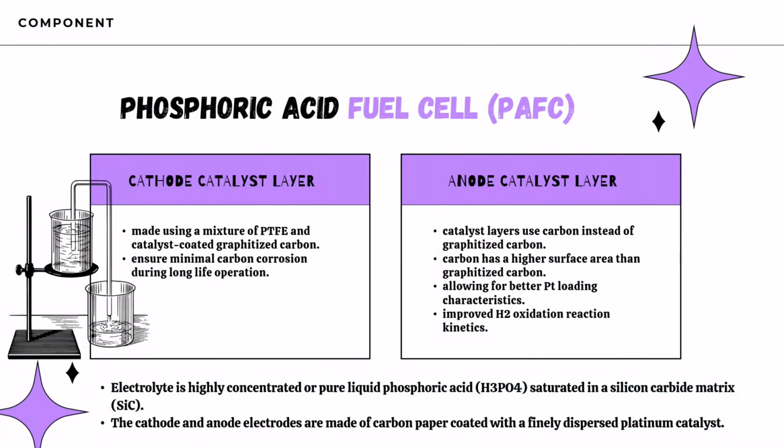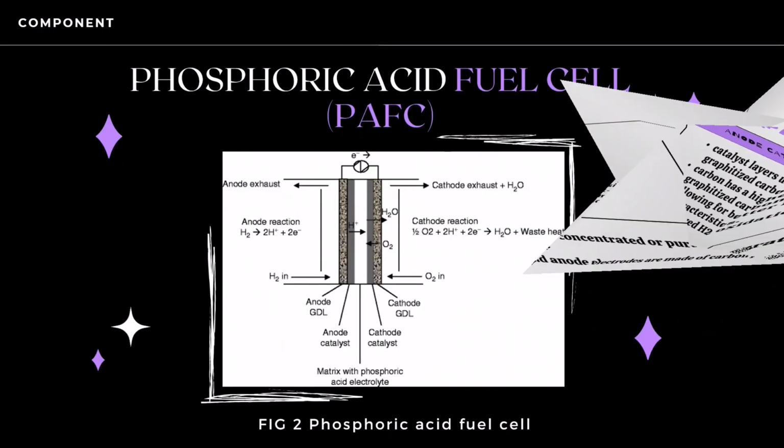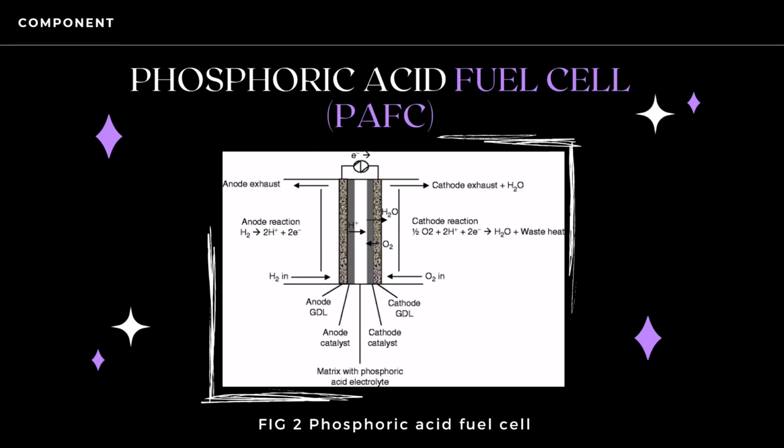Next, the cathode catalyst layer ensures minimal carbon corrosion during long life operation, whereas the anode catalyst layer allows for better platinum loading characteristics and thus improves hydrogen oxidation reaction kinetics. In addition, the electrolyte is highly concentrated. Lastly, the cathode and anode electrodes are made up of carbon paper coated with a finely dispersed platinum catalyst. These are the diagrams of the phosphoric acid fuel cell.